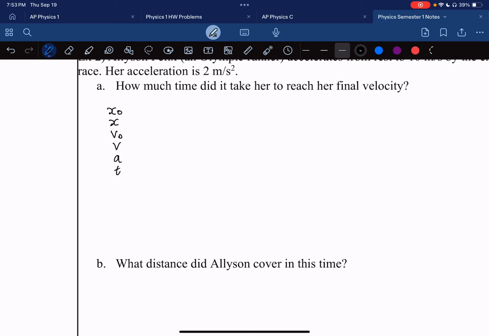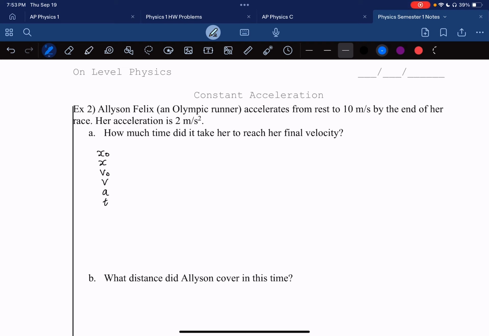So we have x naught, x, v naught, v, a, t. We'll read the problem. Allyson Felix, an Olympic runner, accelerates from rest to 10 meters per second by the end of her race. Her acceleration is 2 meters per second squared. The question for part A is: how much time did it take her to reach the final velocity?